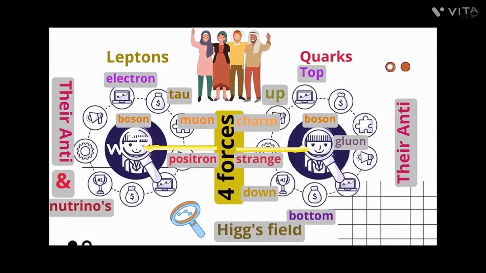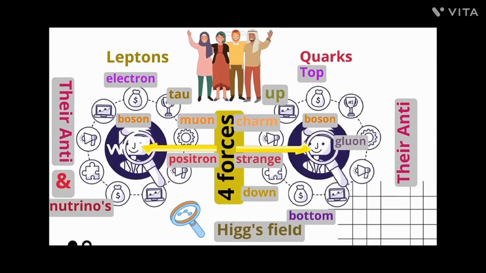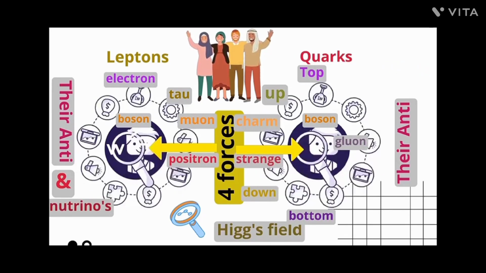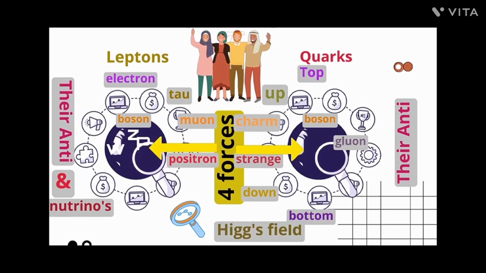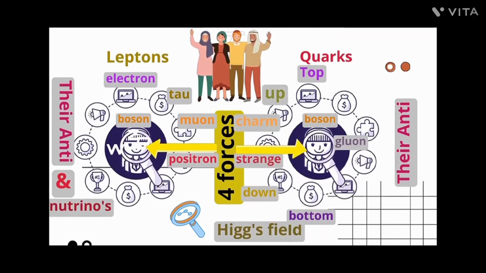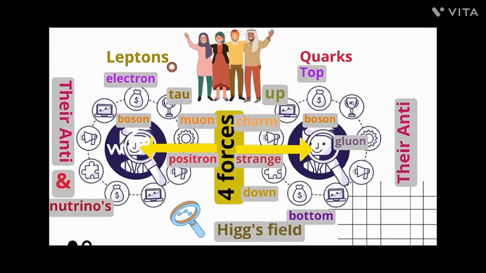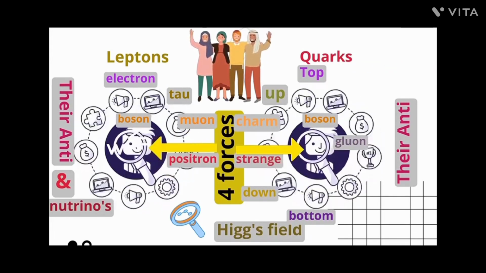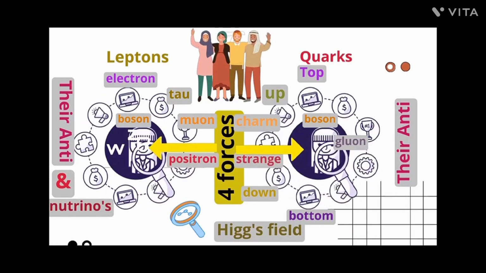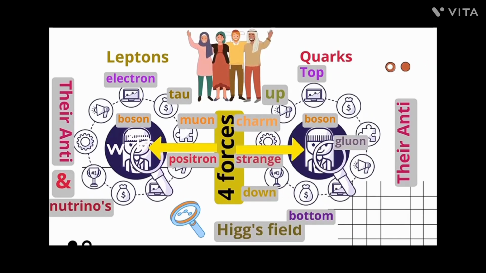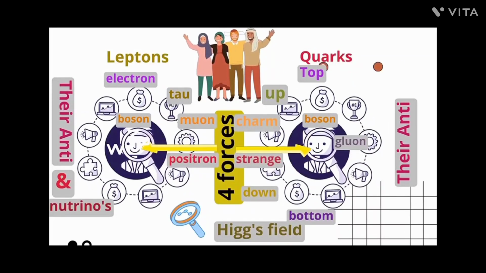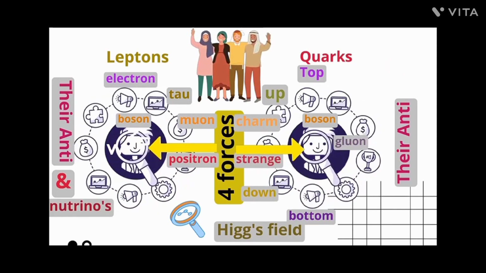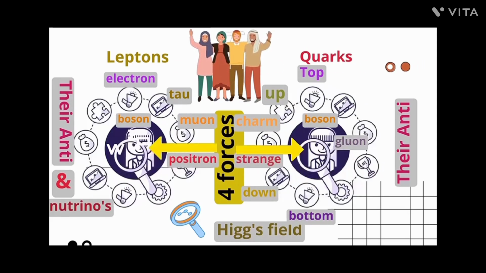On the right side we can find the quarks. There are in all 12 quarks: top quark, up quark, charm, strange, down, and bottom quark. And there are 6 anti-quarks: anti-top quark, anti-up quark, and so on. So in all we get 24 particles.